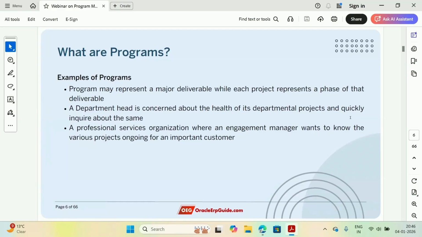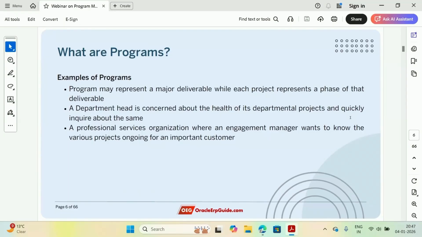Okay. Similarly, another example is, say you have a department head who is concerned about the health of his departmental projects, right? There are multiple departmental projects running, but he wants to know the overall health, not of a single project, but of the entire gamut of projects. Then he has to work in the form of a program.